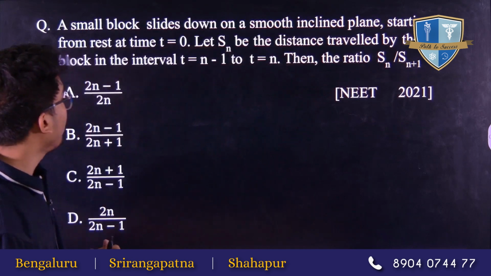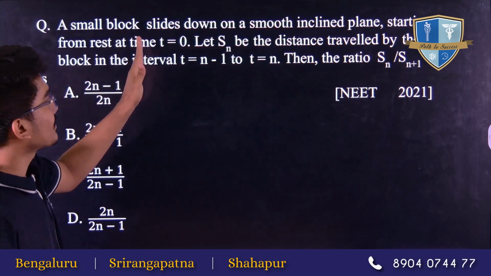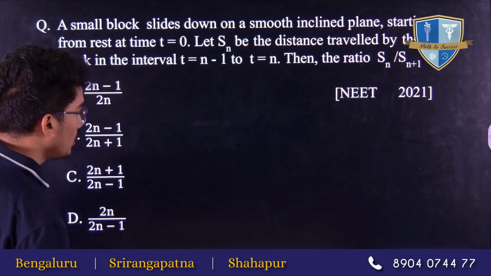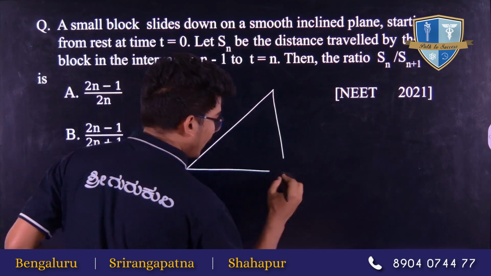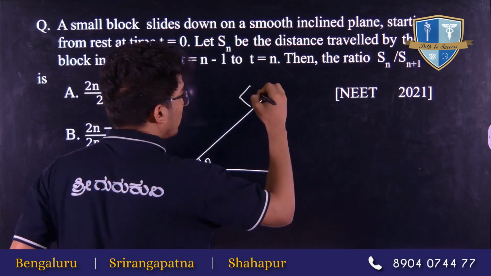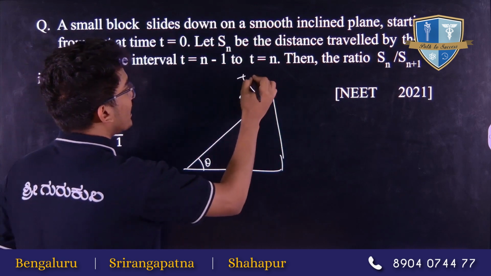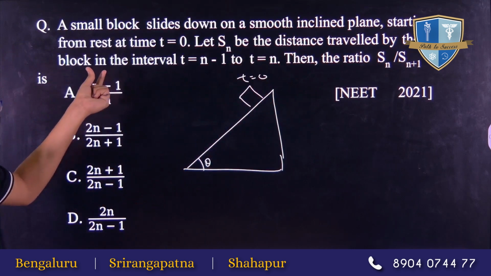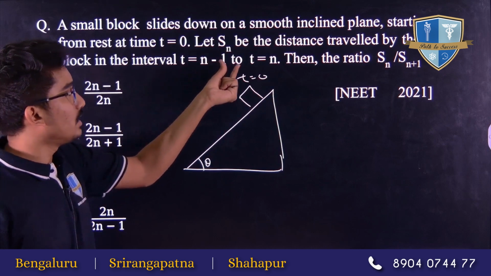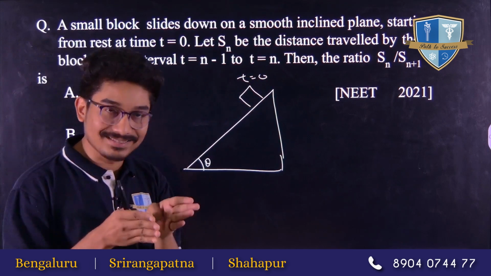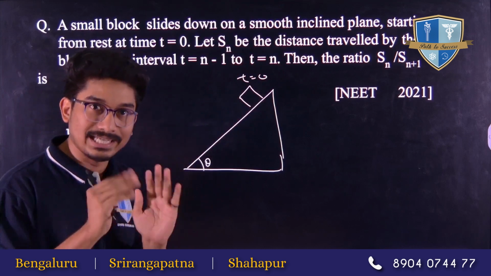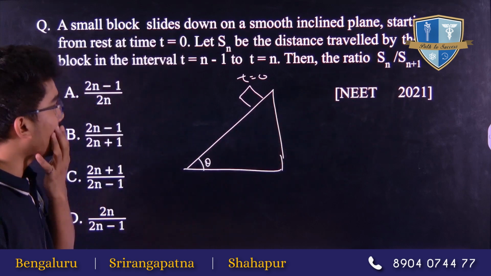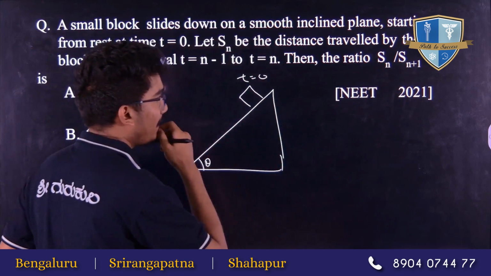Now the next question we have: a small block slides down a smooth inclined plane starting from rest at t equals 0. From this question we understood there is an inclined plane. Let's suppose this angle is theta, and a block is going down, correct? At t equals 0, the block has been released. Then let Sn be the distance traveled by the block in the interval t equals n minus 1 to t equals n, meaning the nth second. This Sn denotes the displacement in the nth second. Then the ratio of Sn divided by Sn plus 1. So we need Sn divided by Sn plus 1.